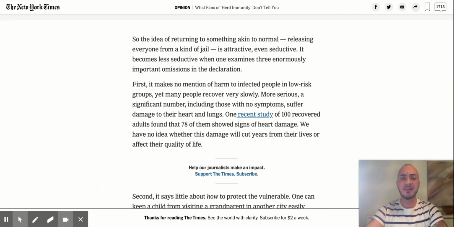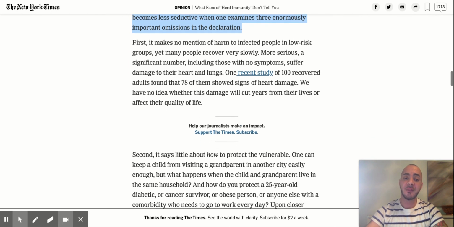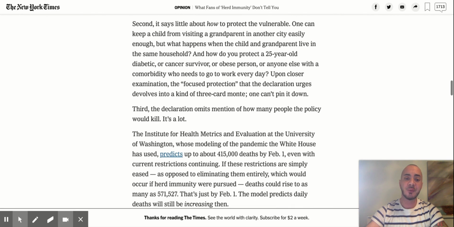And we arrive at the thesis in this paragraph here. And the thesis sentence tells us that this writer doesn't really agree with this idea of herd immunity. The way we know that is that he states, the idea of herd immunity becomes less seductive when one examines three enormously important omissions in the declaration, right? Three important things that are left out. And then he's going to go on to outline those three important things. And the rest of the essay, he's going to elaborate on them.